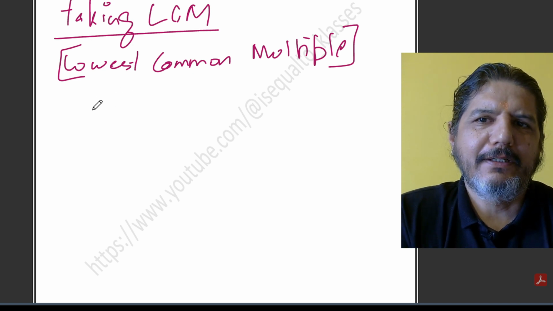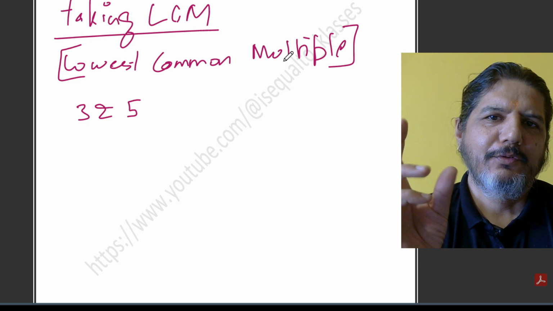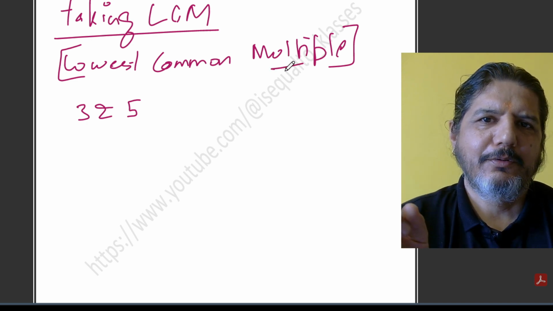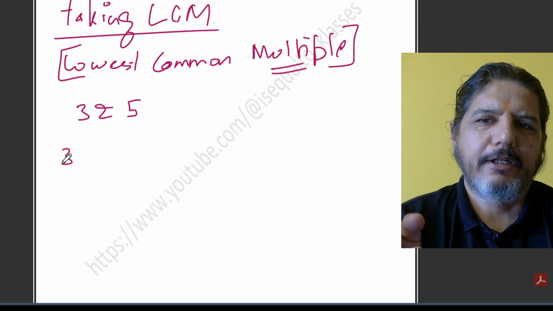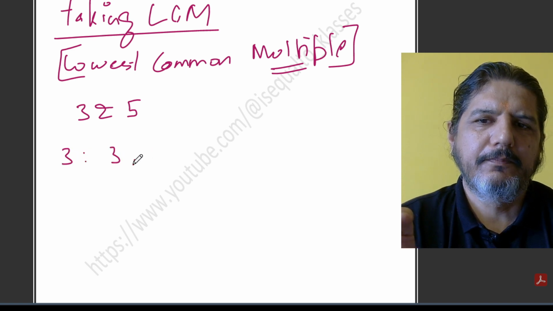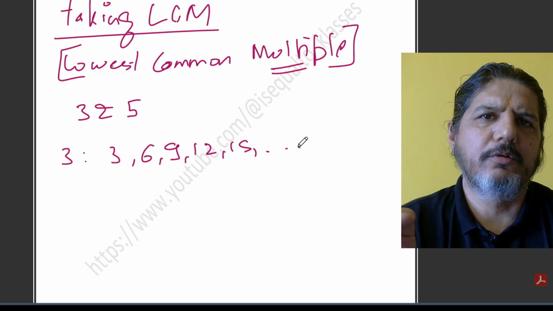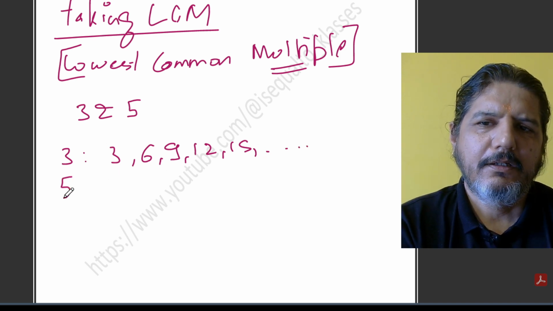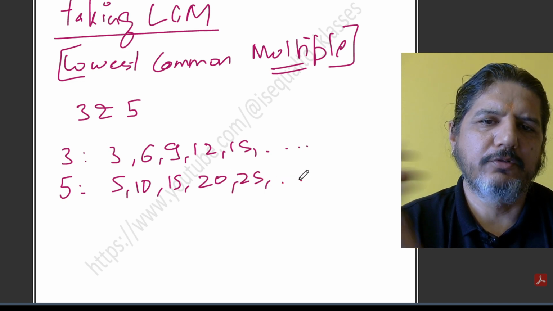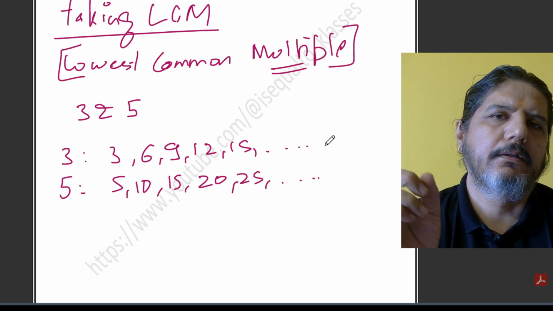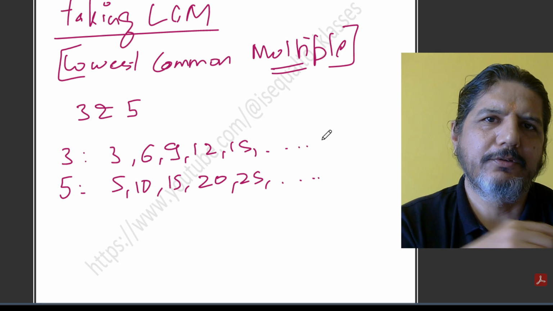So for example, I have to find the LCM of 3 and 5. We'll go one by one. The first thing that is mentioned in LCM is a multiple. So the multiples of 3 are 3, 6, 9, 12, 15 and so on. Basically the table of 3. The multiples of 5 are 5, 10, 15, 20, 25 and so on. So you have written the multiples of 3, you have written the multiples of 5.